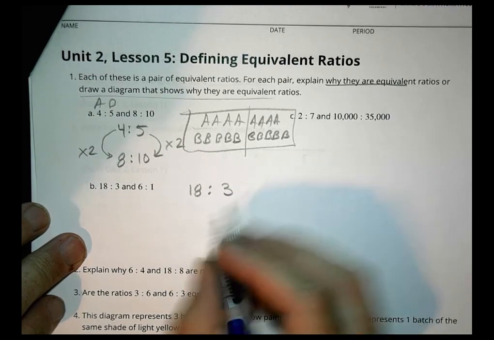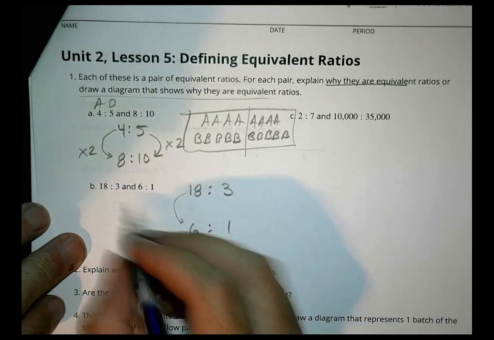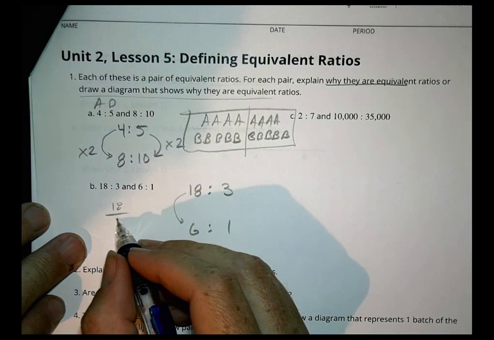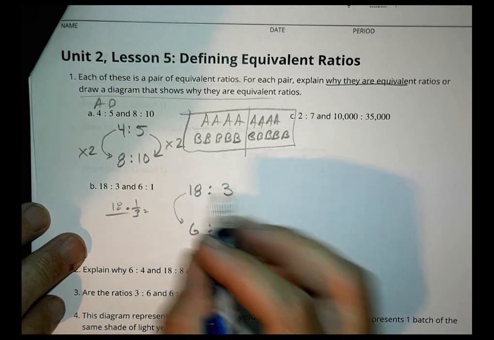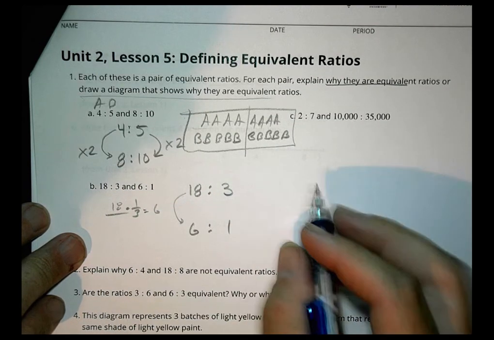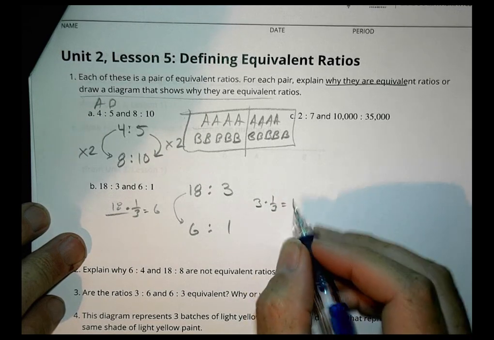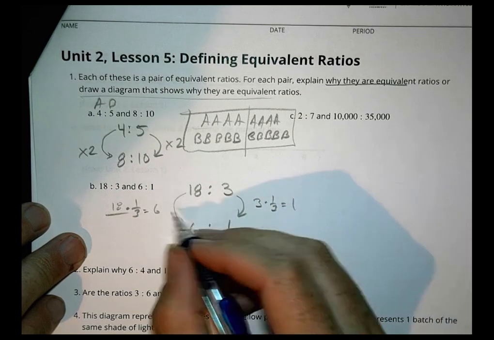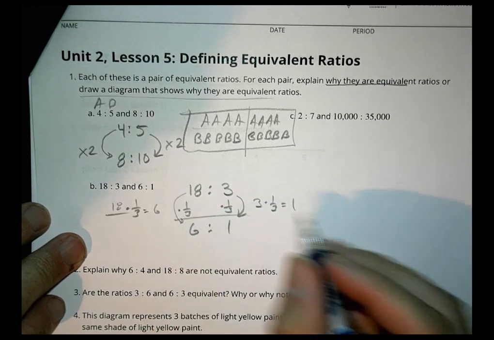I'm going to do it the harder way and go 6 to 1. How do I get from 18 to 6? That's going to be 18 divided by 3, or times 1/3. 18 times 1/3 is going to be equal to 6. 3 times 1/3, hey, that's handy. Reciprocal is 1. So indeed, both of these, when you multiply by 1/3, get you the other one.